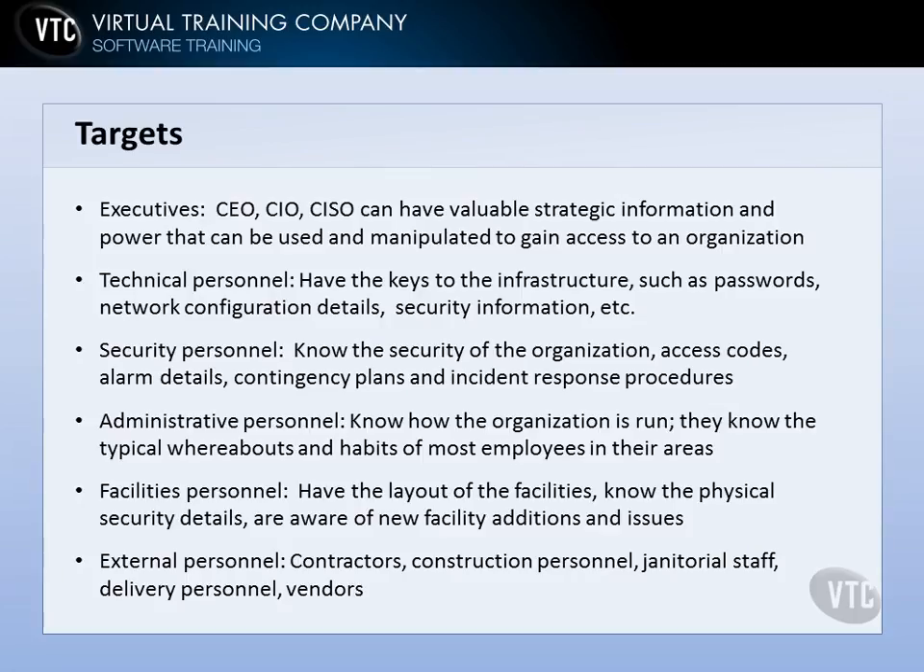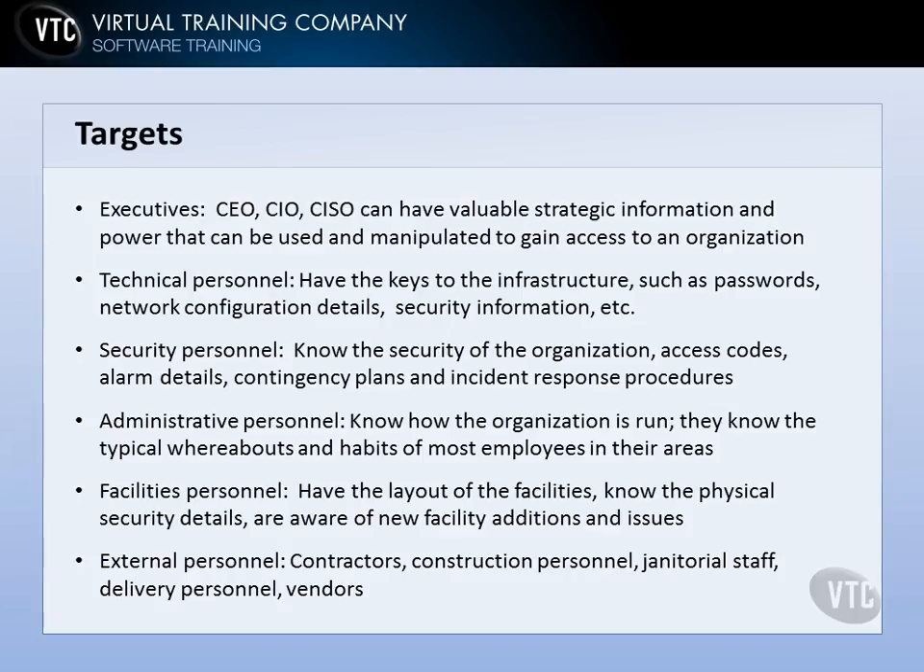Now, security personnel obviously have the security information about the organization, and that could include the technical information, but it also probably includes physical information like physical security, organizational policies and procedures. They could even have access codes to secure areas like the server room. They may know the alarm details and be familiar with the guard schedule and so forth. They also may know the contingency plans and incident response procedures, and this would help you defend yourself in the event an attack fails or doesn't go well.